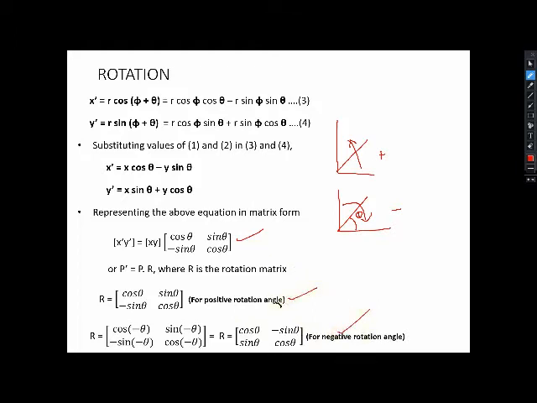So remember these two equations. Usually for a positive rotation angle, if it is mentioned in the question that it is a positive rotation angle, or if it is rotating in the anti-clockwise direction, use this equation. If the angle is negative or if the rotation is happening in the clockwise direction, then you have to use this equation. The minus sign position changes, minus sin theta, that is the only difference. So that is how we do our rotation.